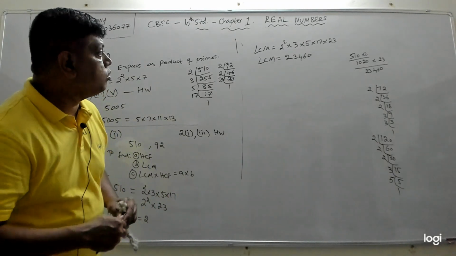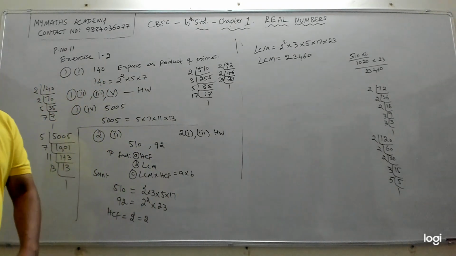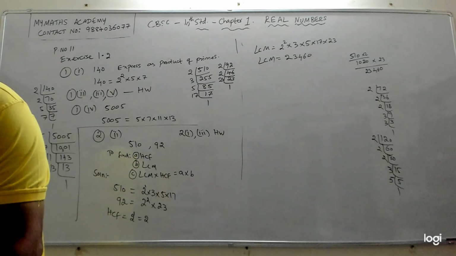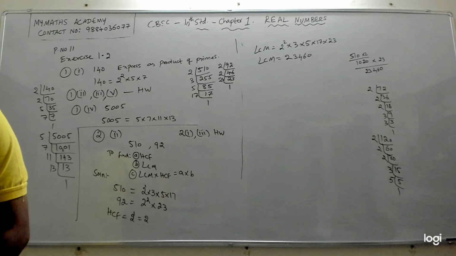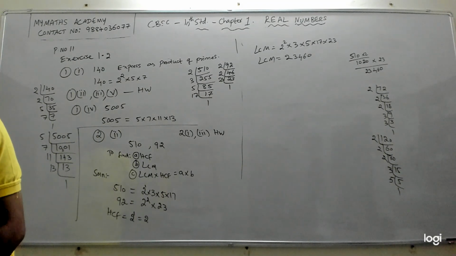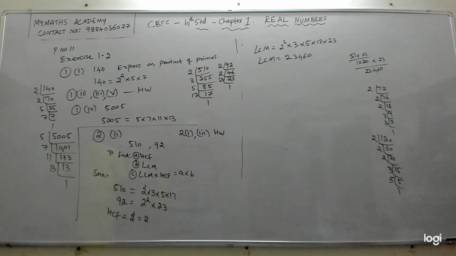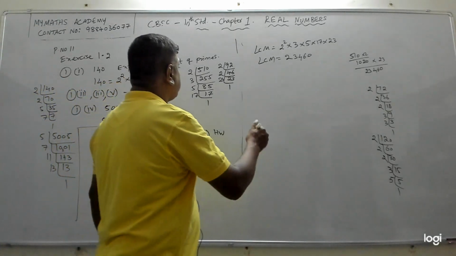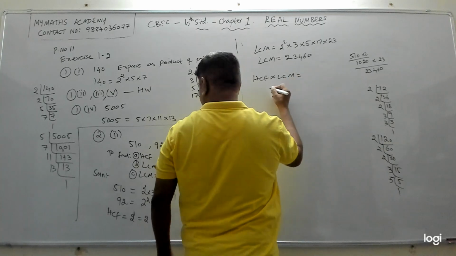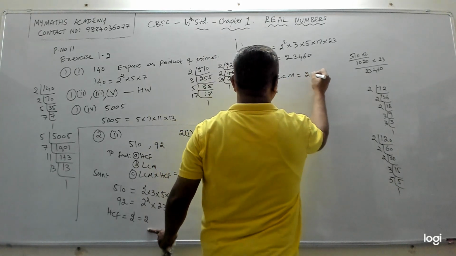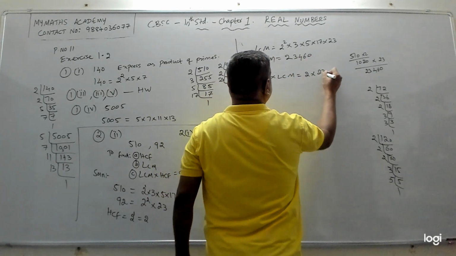Now what we should do? We should verify the relationship between LCM and HCF, right? We have to verify the relationship between LCM and HCF. Now what we should do? Let's find what is HCF into LCM. That is equal to what? What is HCF? HCF is 2. So 2 into LCM is 23460.